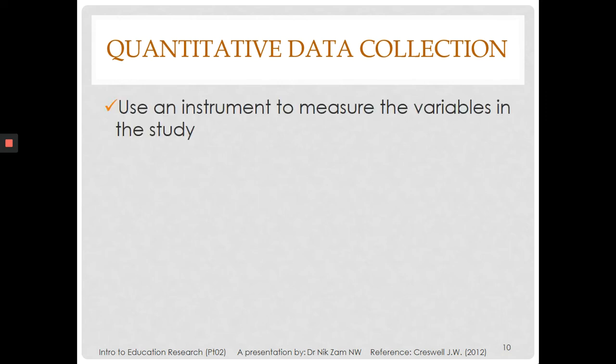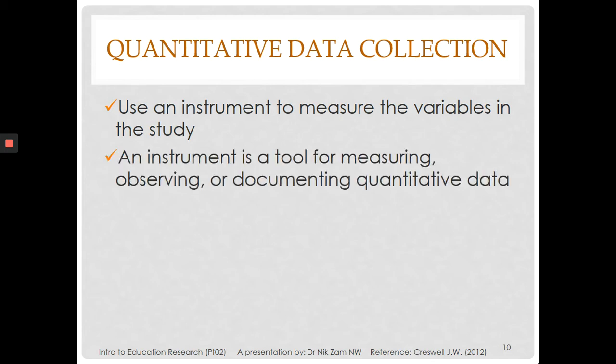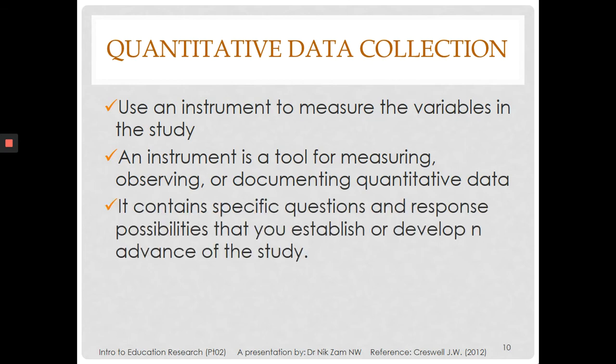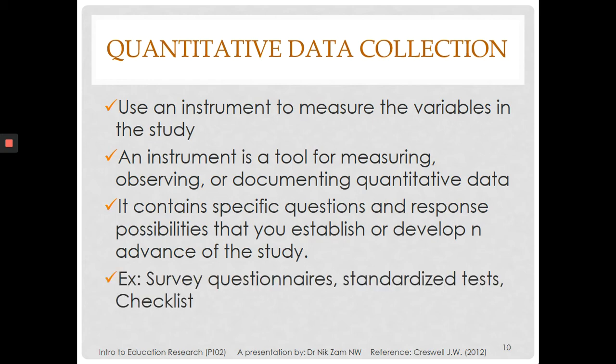Okay, for quantitative data collection, okay, normally you're going to use an instrument to measure the variable in the study. An instrument is a tool for measuring, observing, or documenting quantitative data. It contains specific questions and response possibilities that you establish or develop in advance of the study. So examples of the instrument will be survey questions, standardized test, or checklist.